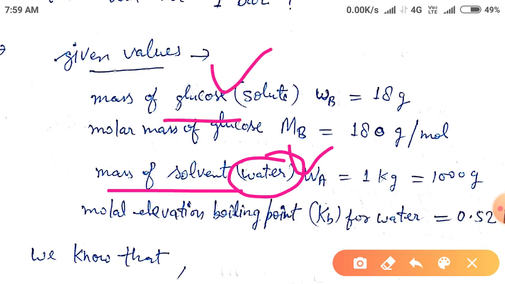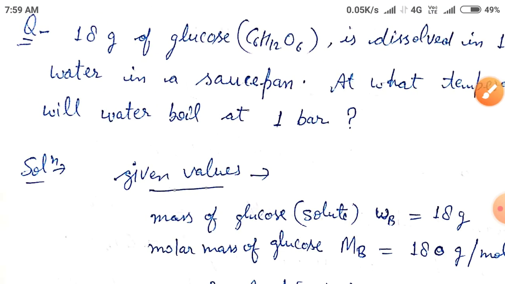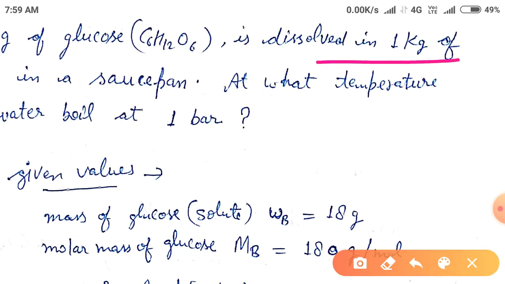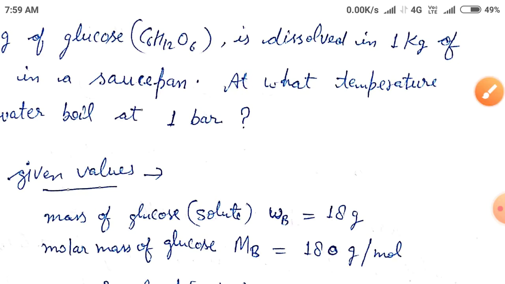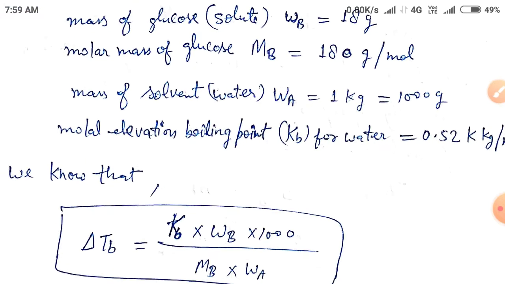180 grams per mole. And in the question, the mass of the solvent, here the solvent is water and the solute is glucose, Wa is 1 kg or 1000 grams. That is also given in the question: dissolved in 1 kg of solvent, 1 kg of water.